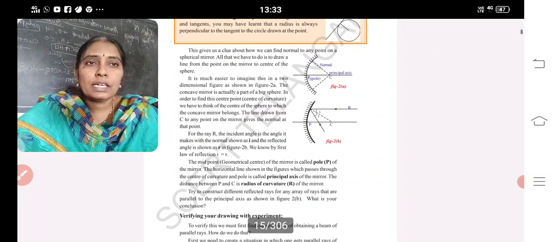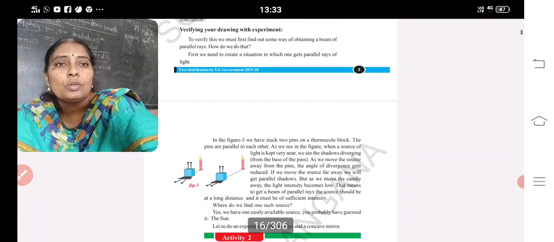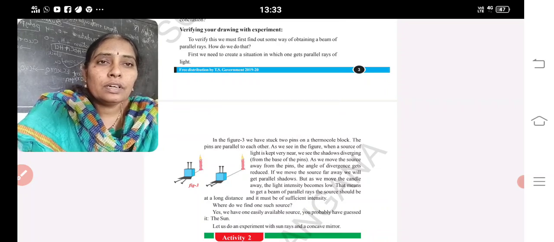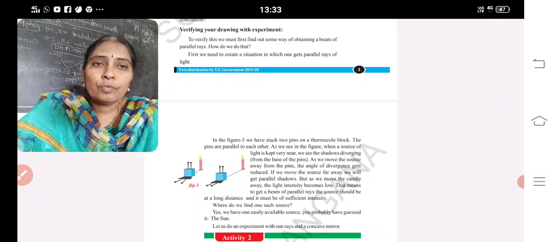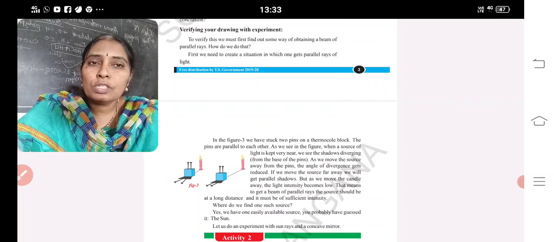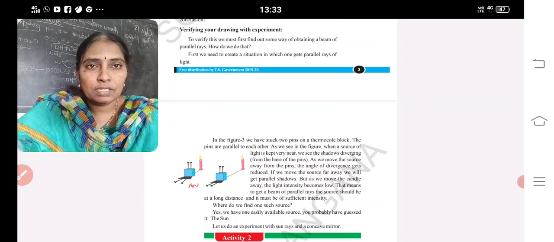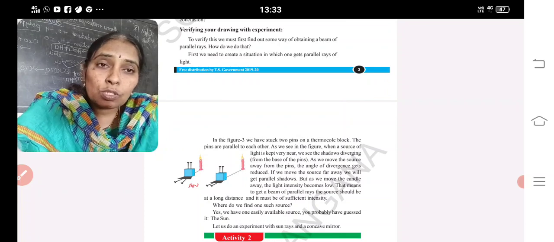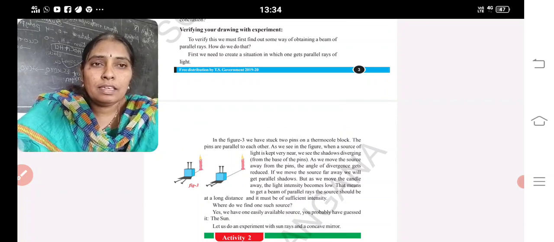Here some rules are given. What are those rules? Now you can see the figure. In figure 3, 2 nails are stuck on a thermocol ball or a thermocol wooden base. When the source is very close, what happens? You are getting the image like diverging. You can see in figure 3, first figure, the source is very close, that is a candle. The source of light is a candle here. You can see the diverging rays. The pins are moving like this. But when the source is far away, we will get parallel rays.